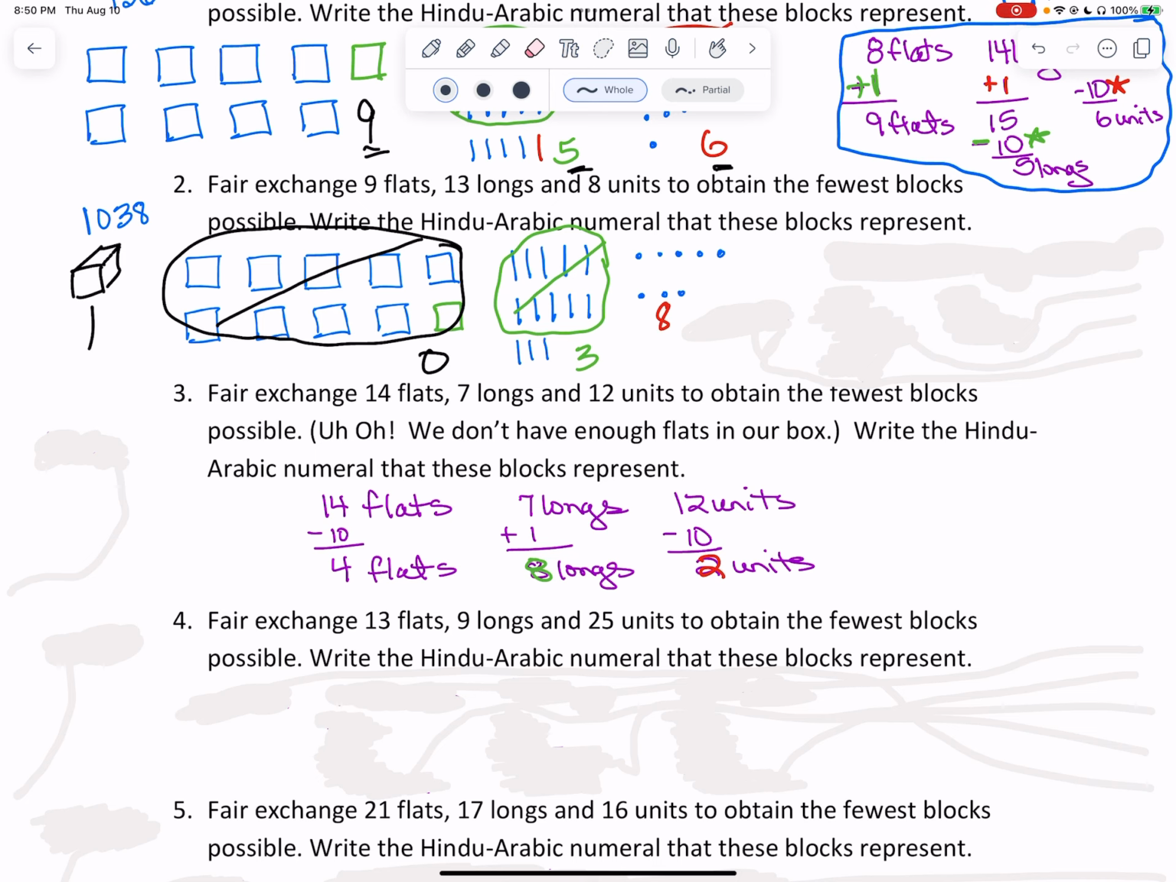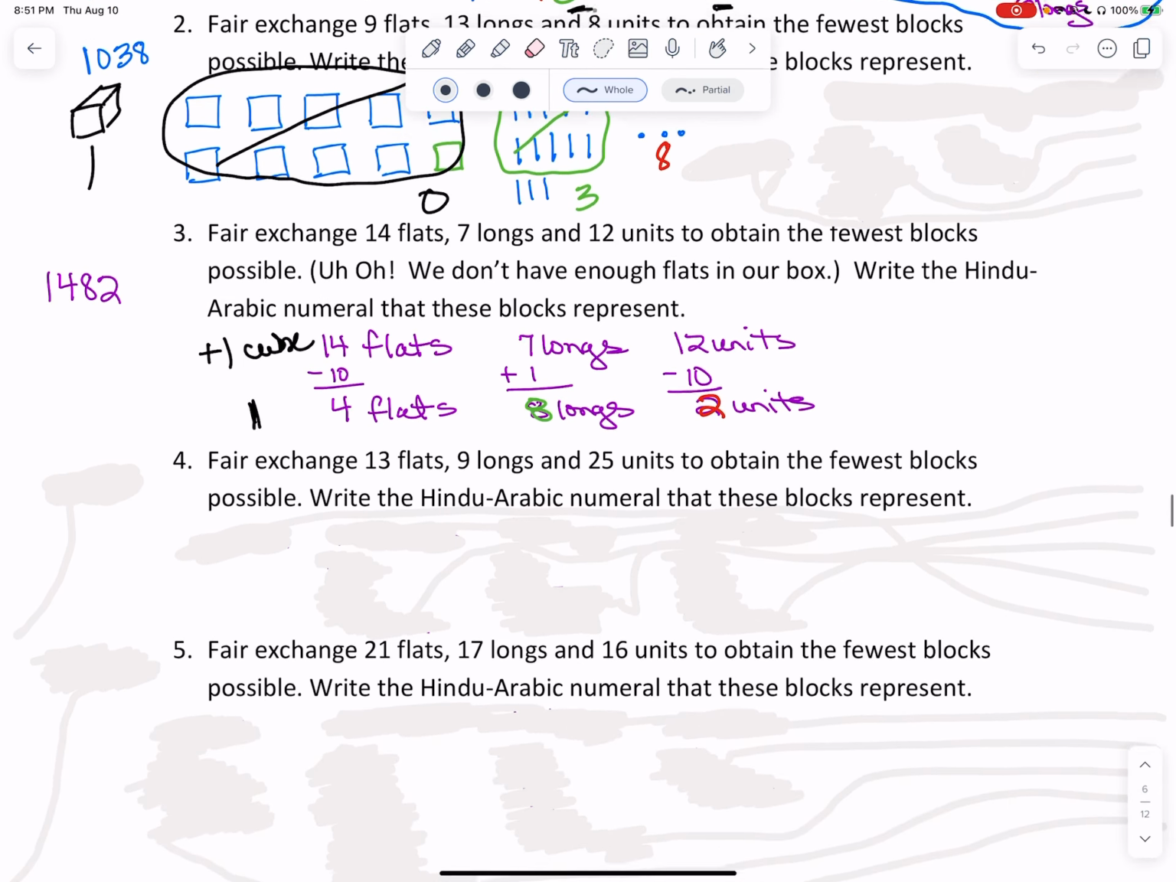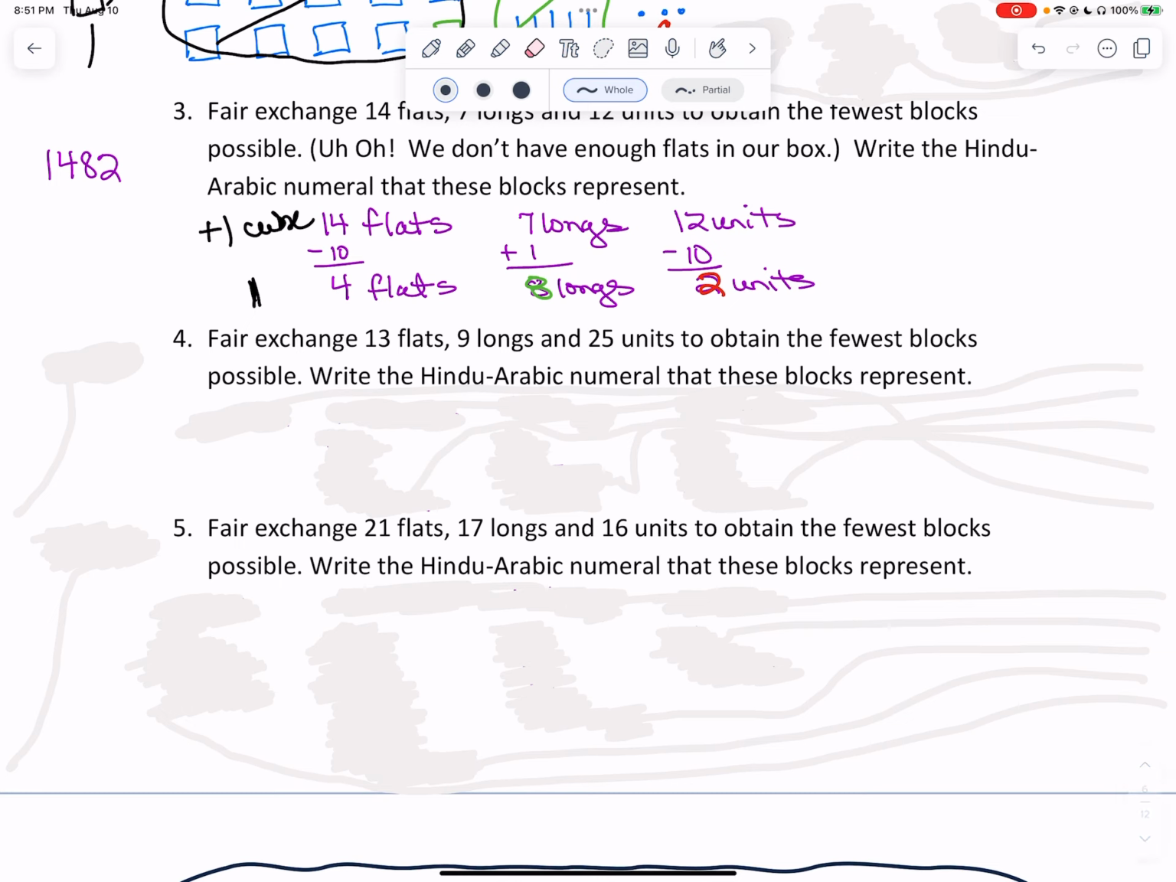I'm going to take my 10 away, okay? And when I do that, then I've got to add, I think I did that in black, I think. So we're going to subtract 10, and I've got to add 1, and it's not a flat, it's a cube now, right? From flats, we go to cubes. So we got to add 1 cube, okay? So we have the 1, and then the 4, the 8, and the 2. So my answer is going to be 1,482.